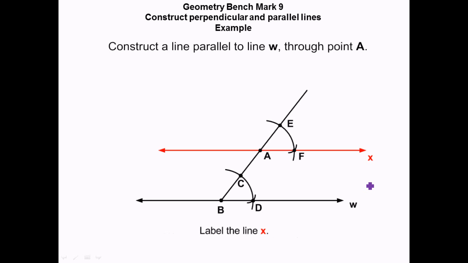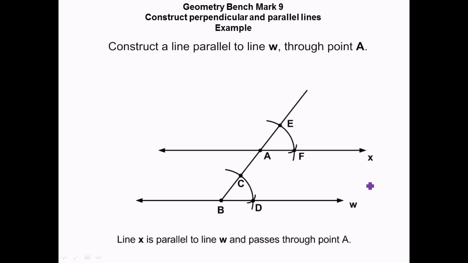And you can label the line X, or you can label the line whatever you want. You don't have to label it X. And then line X will be parallel to line W through point A. So that's how you make the parallel lines. So you have to do a line between A and B, an arc, the same arc, a little tiny arc, measure that, and then you can go through. So I'll show you that on paper here in a second, with the camera.